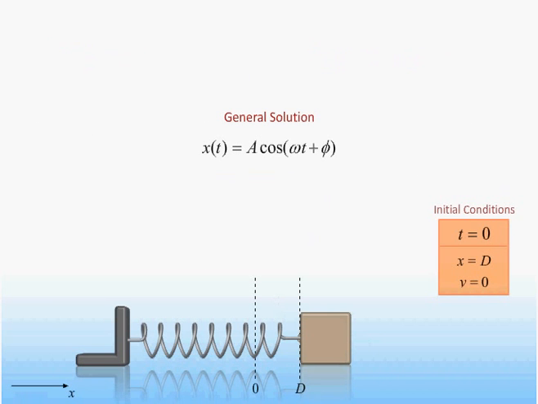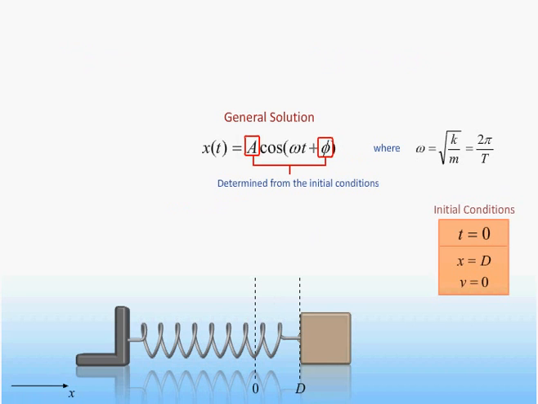In the last problem, we saw that the angular velocity, and therefore the period of the motion, was determined by the physical parameters of the system, the spring constant and the mass. To complete the description of the motion, though, we also needed to determine the amplitude and phase of the oscillations.